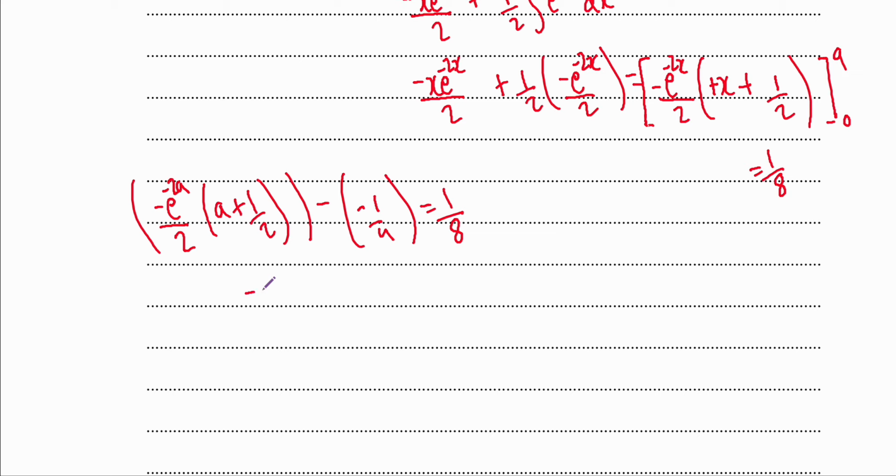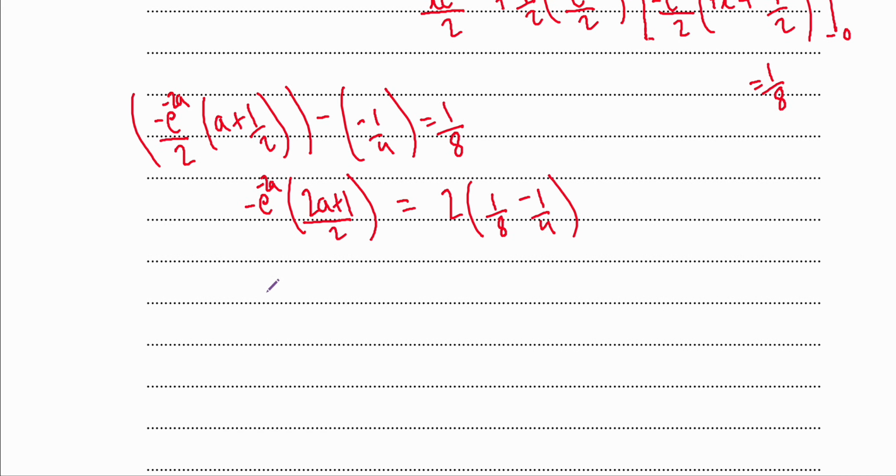So we have negative e to the negative 2a times (2a plus 1) divided by 2 is equal to, I'll just bring the 2 to the other side, so we have 2 times (1 over 8 minus 1 over 4). Okay, so what's that? 1 over 8 minus 1 over 4 is just negative 1 over 8, and then that times 2 is just negative 1 over 4.